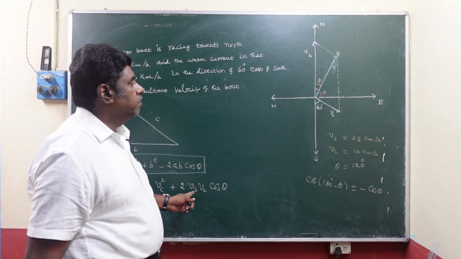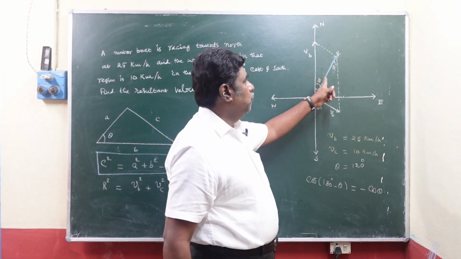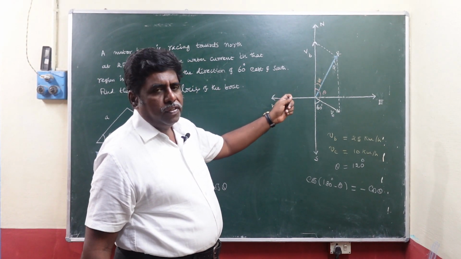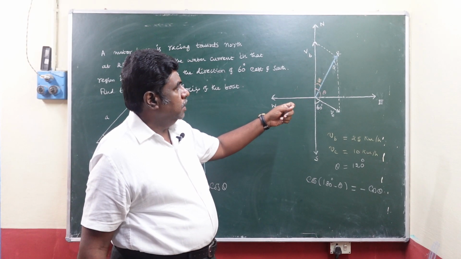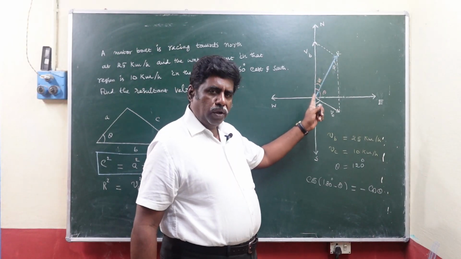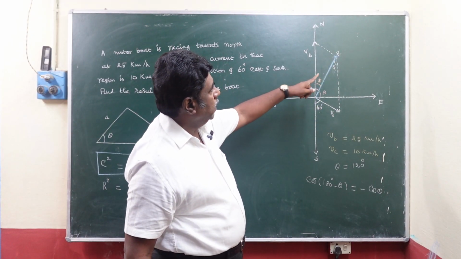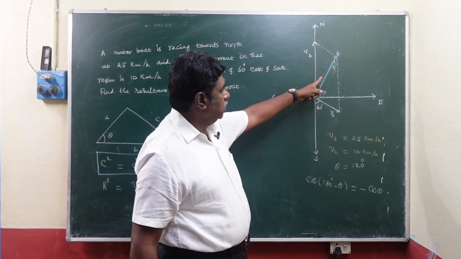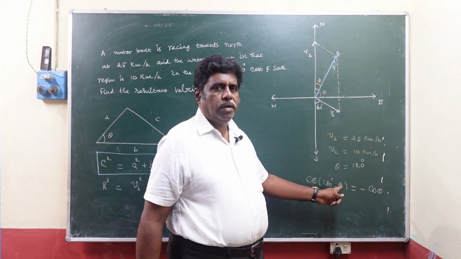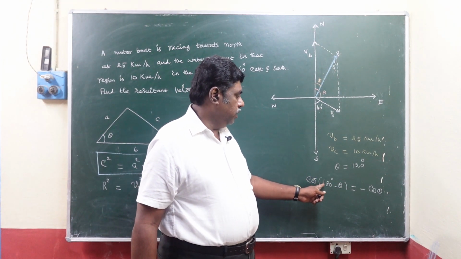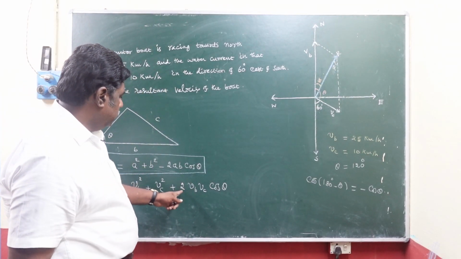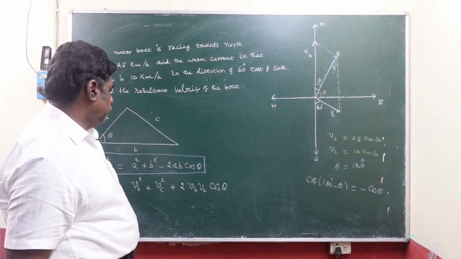Once again I am repeating. In the case of a parallelogram, the sum of the adjacent angles is 180 degree. Therefore, the angle opposite to the diagonal of a parallelogram is 180 minus theta. Cos 180 degree minus theta equal to minus cos theta. So this negative sign is changed into positive.